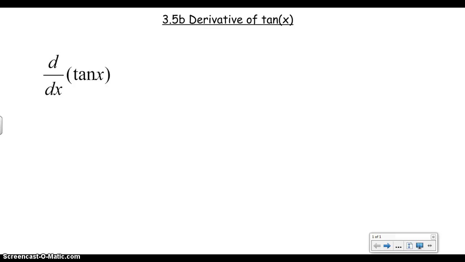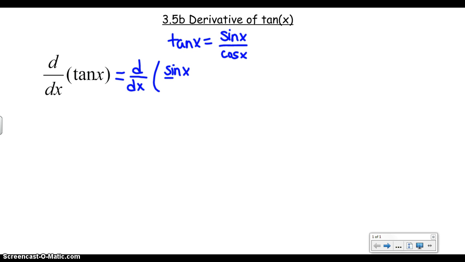In this video, we're going to find the derivative of tangent x. We're going to do this a little bit differently from how we found sine and cosine x. For tangent x, we're going to refer back to the fact that tangent is equivalent to sine x over cosine x. So if we want to find the derivative of tangent, we really want to find the derivative of sine x over cosine x. And because it's sine x divided by cosine x, this is actually a quotient rule problem.